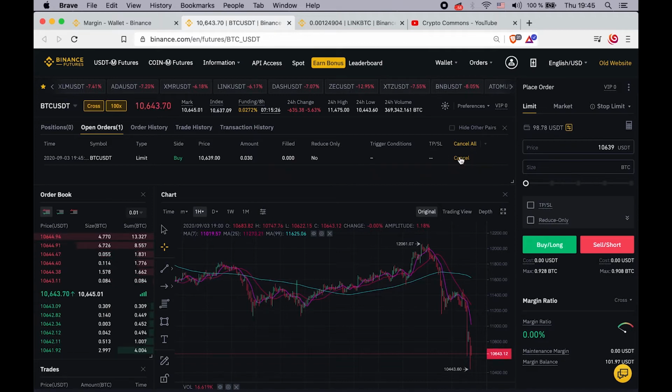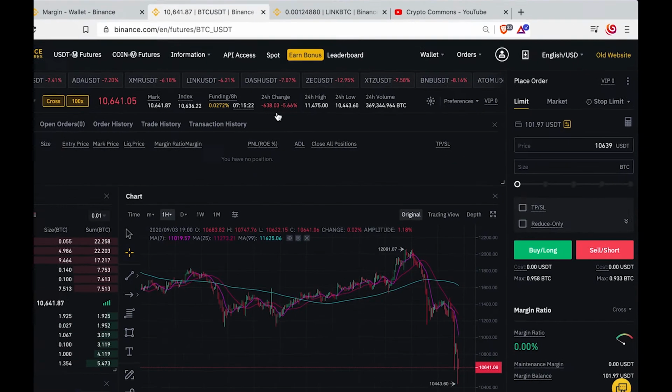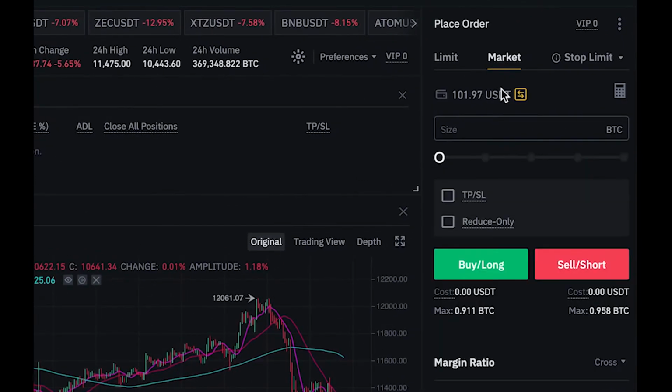We start from a little bit. And now let's use a market order to instantly open a 0.05 BTC position in 5x leverage. Press buy and boom, here we are.